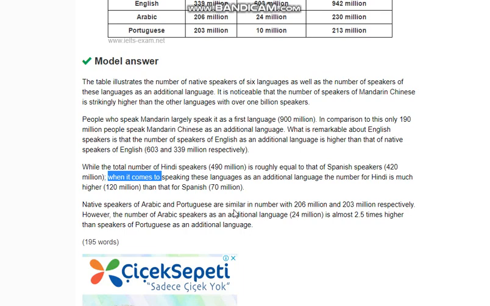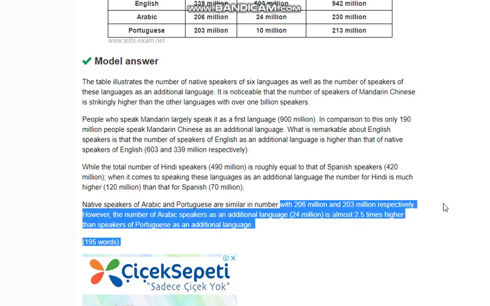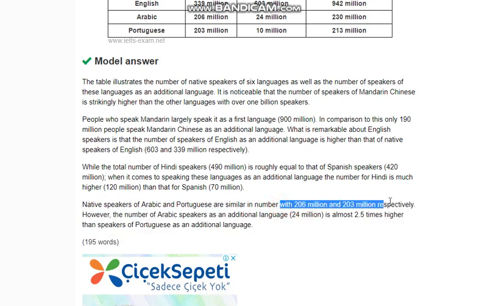Native speakers are similar in numbers, which is also very important, essentially. And this time the writer used a different way to say that, with 206 million and 203 million respectively. So the possible reason that he used a different way is to show that he knows more than that way, so that's why using that different. It is different than the previous one.